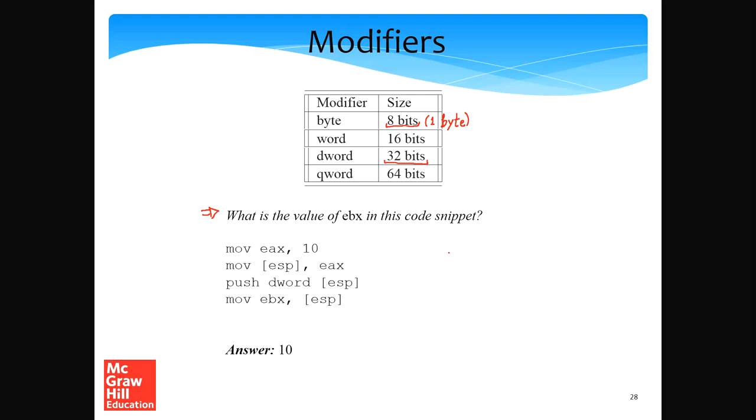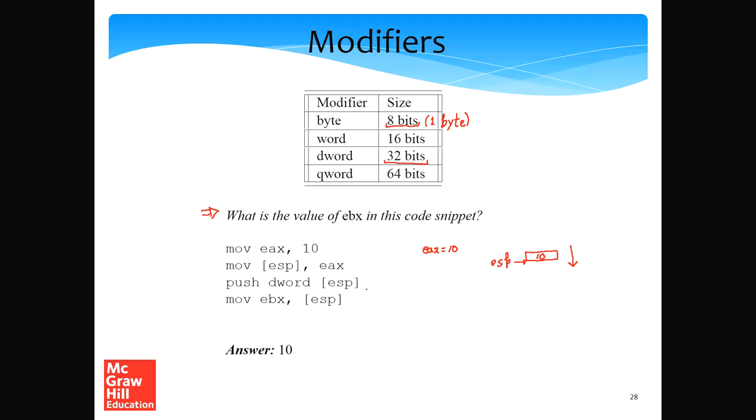Alright, so let's see. The first instruction sets the register EAX to 10. So this is nice and straightforward. The second instruction moves EAX to the location that the stack pointer points to. Let's say the stack pointer points to this location, and since it's a downward growing stack, which grows towards lower memory addresses, we save the value of EAX, which is 10, to the location pointed to by the stack pointer.